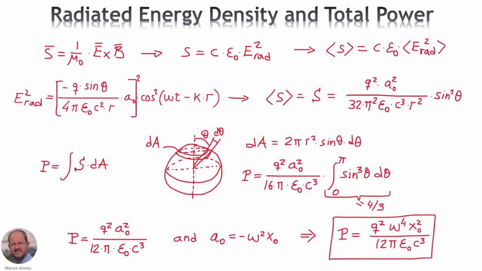Now we are going to calculate the energy density radiated from a particle which is describing a simple harmonic motion. For this we start with the energy density, which is 1 over mu 0 times the electric field cross product magnetic field. Now we are considering only the electromagnetic radiation. So using the expression for the magnetic field that we have seen in previous slides, we can obtain this expression for the radiated energy density, which is the speed of light times the permittivity of free space times the electric field squared.